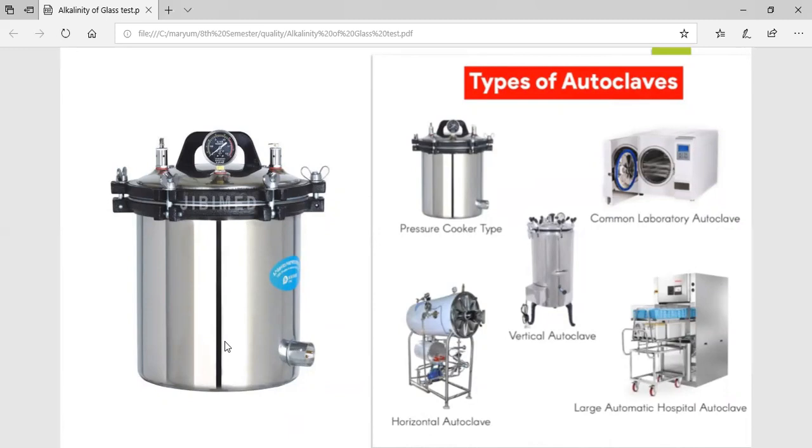So we will decrease the pressure to a limit where the temperature gets so high that the process of autoclave and sterilization gets faster. Basically, the types of autoclave we use are the pressure cooker type, the common lab autoclave, the vertical autoclave, the horizontal autoclave, and the large automated hospital autoclave.